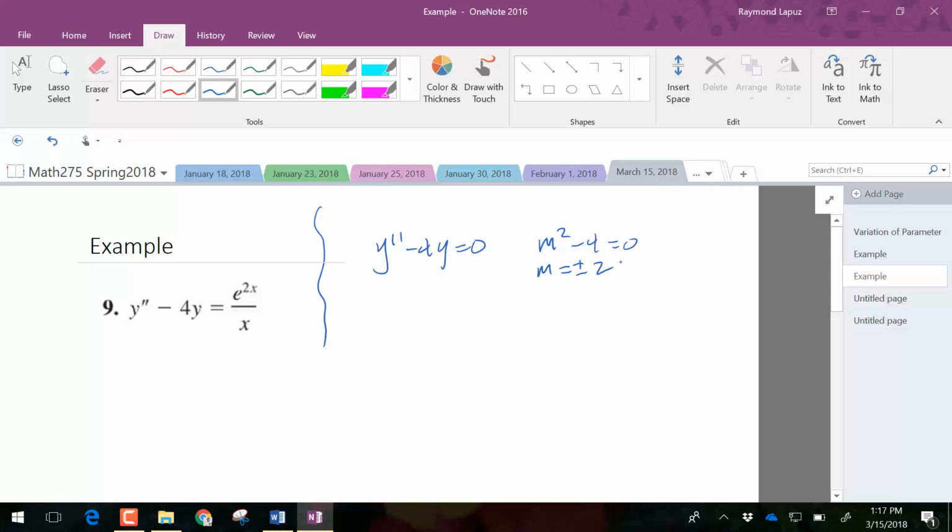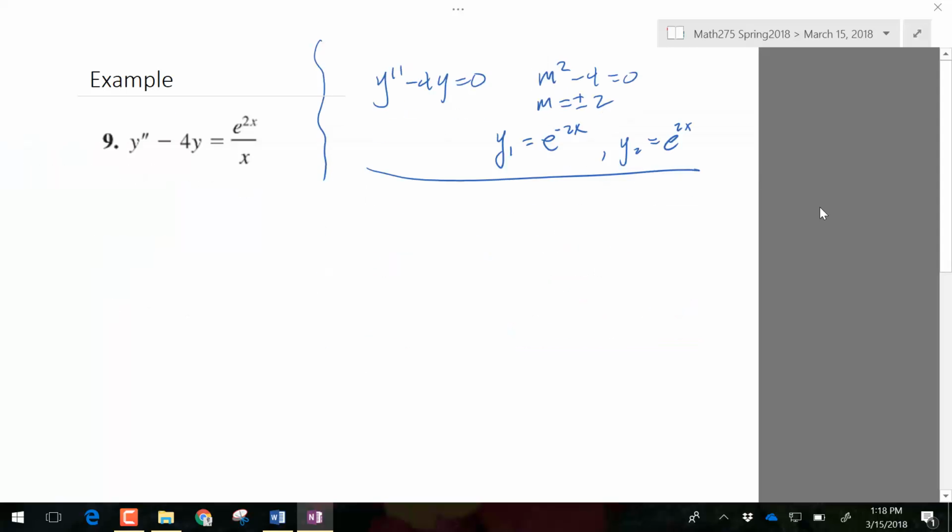Okay, so we got our homogeneous solutions to be e to the negative 2x and e to the positive 2x. Right? You guys should be able to do this quickly now. You think? I have a worksheet for you guys to work on. I don't want to spend class time on it though, so.